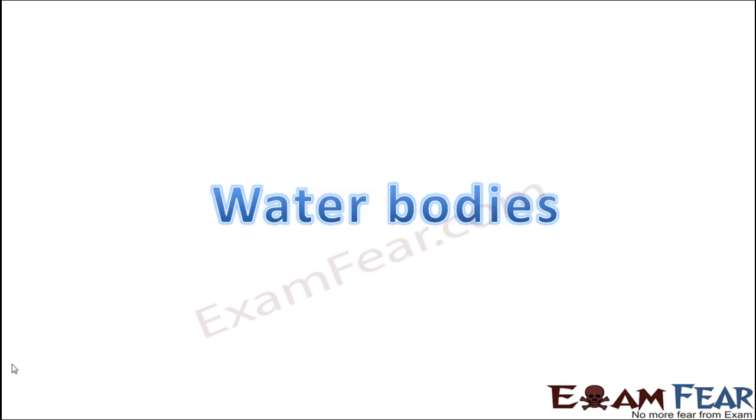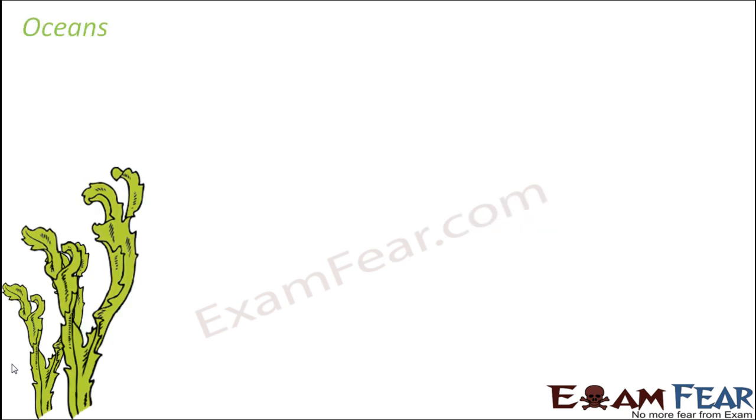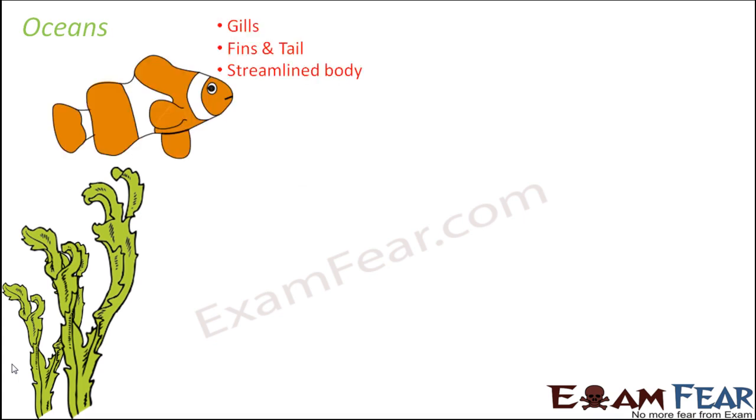So now that we have discussed quite a few terrestrial habitats, let us move towards aquatic habitats. In aquatic habitats, we will talk about water bodies like oceans, ponds, rivers and lakes. Let's first talk about oceans. Again, in oceans we have a huge variety of plants as well as animals. In fact, there are many different types of plants found in oceans. Some of them lie on the seabed, some of them float on the sea.